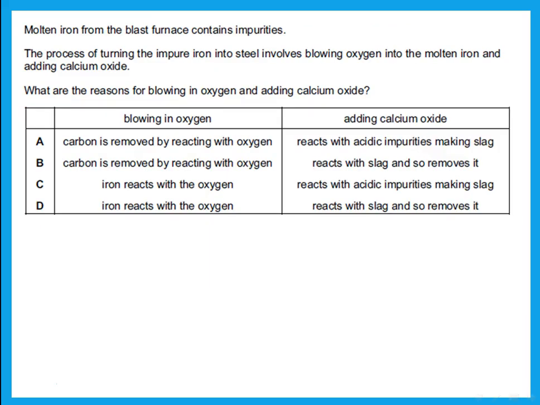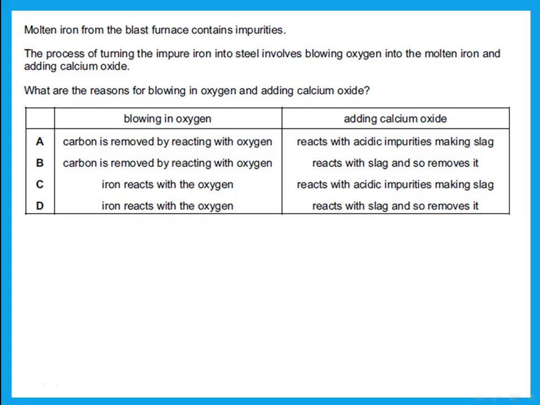Okay, another question. Molten iron from the blast furnace contains impurities. The process of turning the impure iron into steel involves blowing oxygen into the molten iron and adding calcium oxide. So that's what we just talked about. What are the reasons for blowing in oxygen and for adding calcium oxide? So when we're trying to purify the molten iron, why do we blow in oxygen?